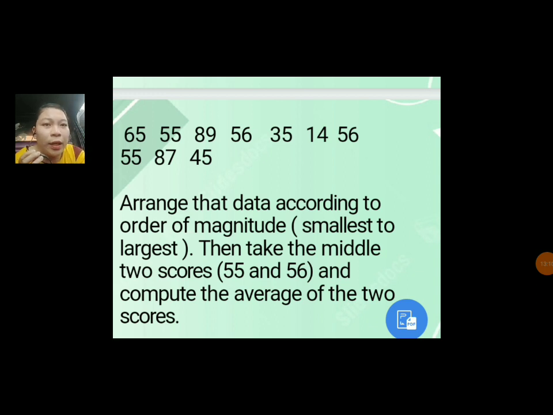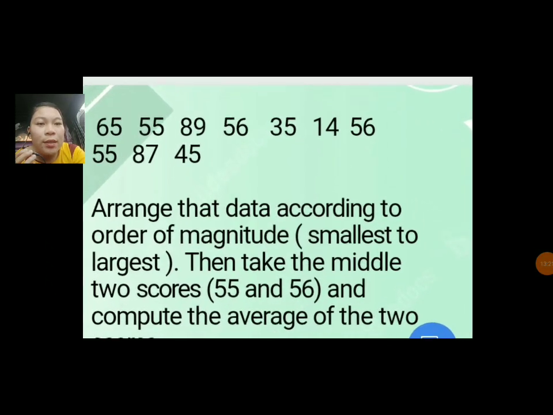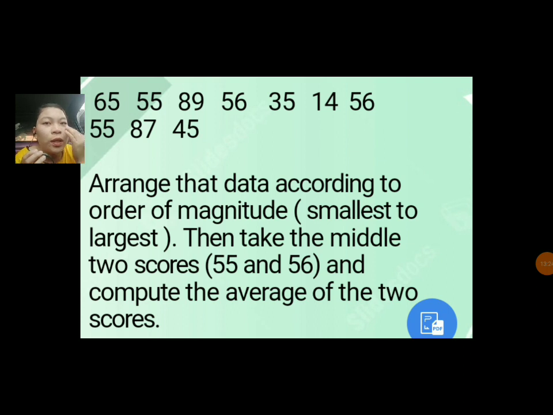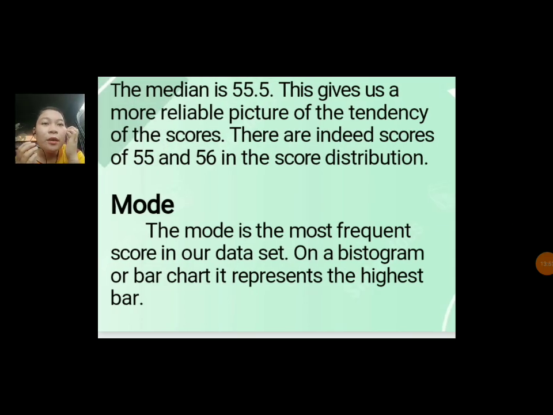After arranging, you identify the middle score, then take the middle two scores. The middle scores here are 55 and 56. Since there are two middle scores, how do we get the median? All you have to do is compute the average of the two scores. So 55 plus 56, divided by 2. So the median is 55.5.